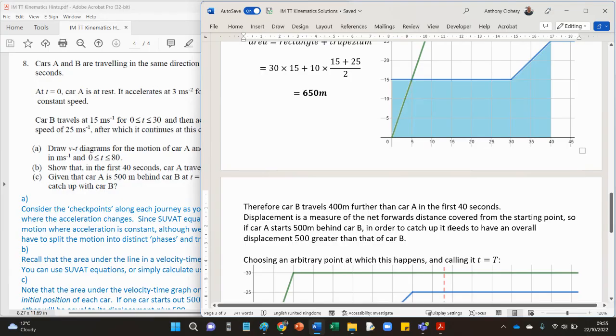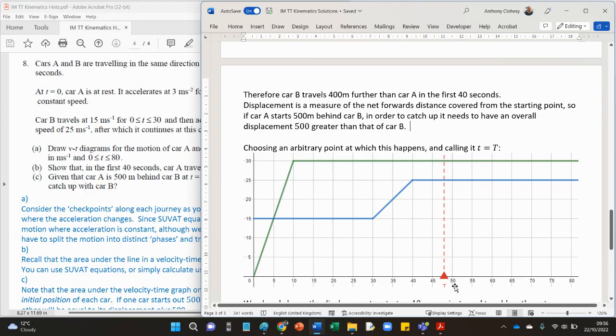So in order to catch up, we're going to need to work out at which point in time car A has covered a displacement which is 500 meters greater than that of car B. And we know that's going to happen after 40 seconds because at 40 seconds, there's a gap of 400 meters between the displacements, and we need a gap of 500. We need car A to travel at its slightly greater speed for a little bit longer before it covers the additional 100 meters. And you could, if you wanted, just work with that 100 meters additional displacement and say, how long does this faster car have to travel at 5 meters per second faster than the other one before it's covered an additional 100 meters?